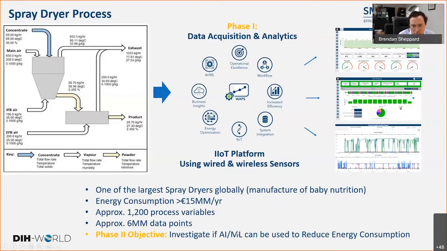Okay, so the first phase was to gather the data, and the second phase was to investigate if we could use advanced data analytics to identify how the energy consumption varies per product, and then see if we could help to identify opportunities to reduce the energy consumption.